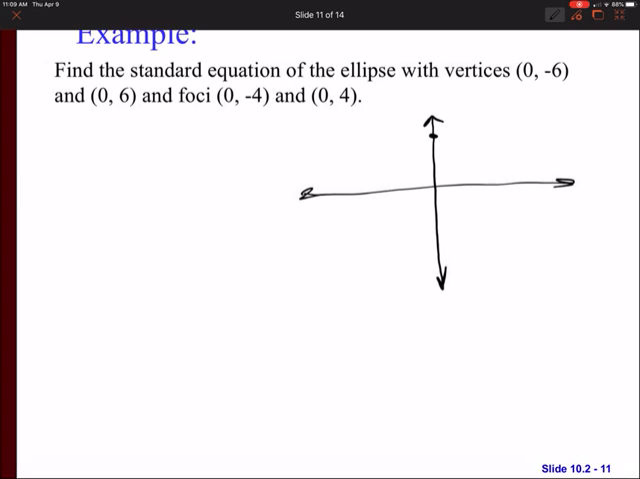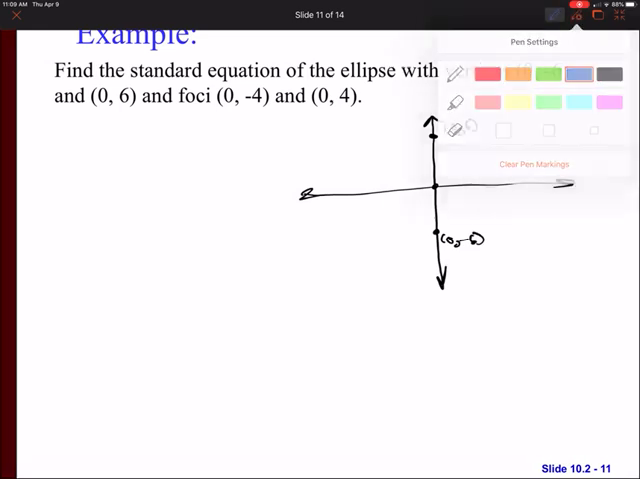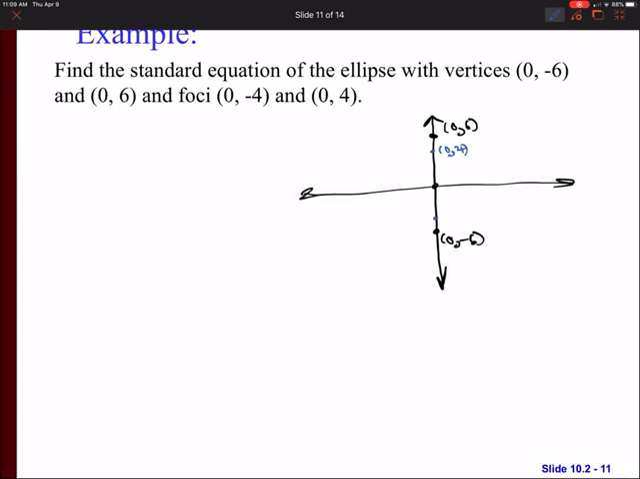So up 6 units, down 6 units from what? The center. Remember, the middle of these is the center point. So (0, 6), there's (0, -6). And the foci, let's go ahead and plot those up 4 units. (0, 4), these are those fixed points inside the ellipse, which we measure distance from. Their sum is always constant. That's the value of c.